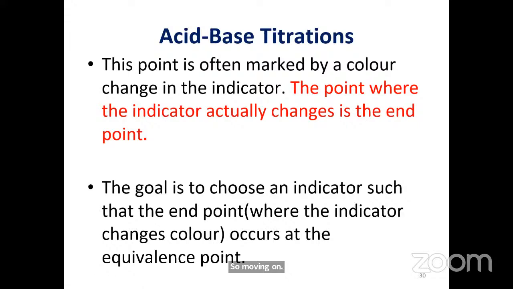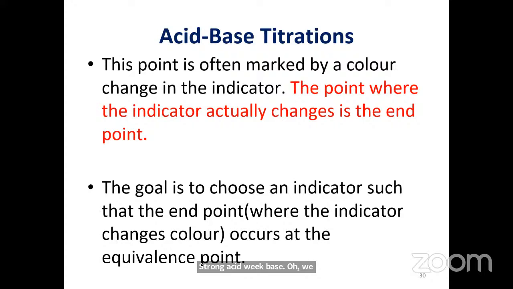So the goal is to choose an indicator such that the endpoint where the indicator changes color occurs at the equivalence point. For different strengths of acid, we have different indicators. If you are using a strong acid and strong base, we can use phenolphthalein. If you are using a strong acid and weak base, or a strong base and weak acid, the indicator will be different.